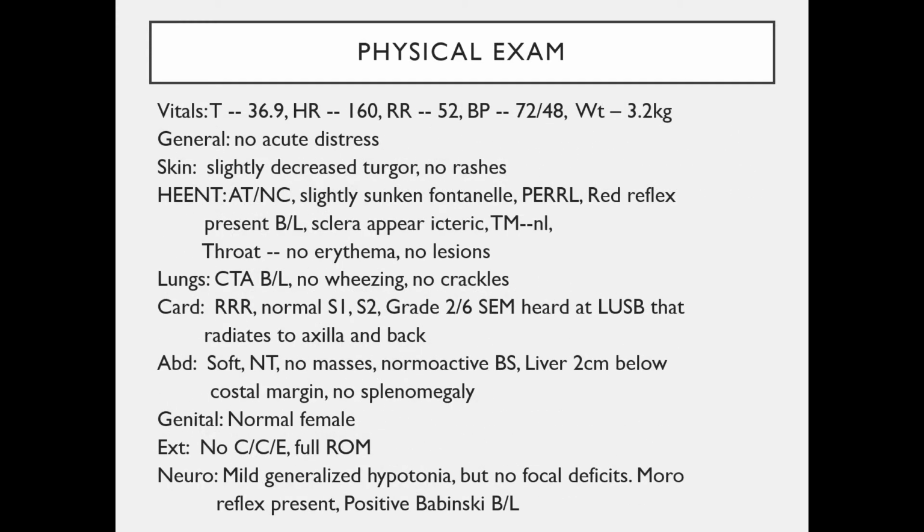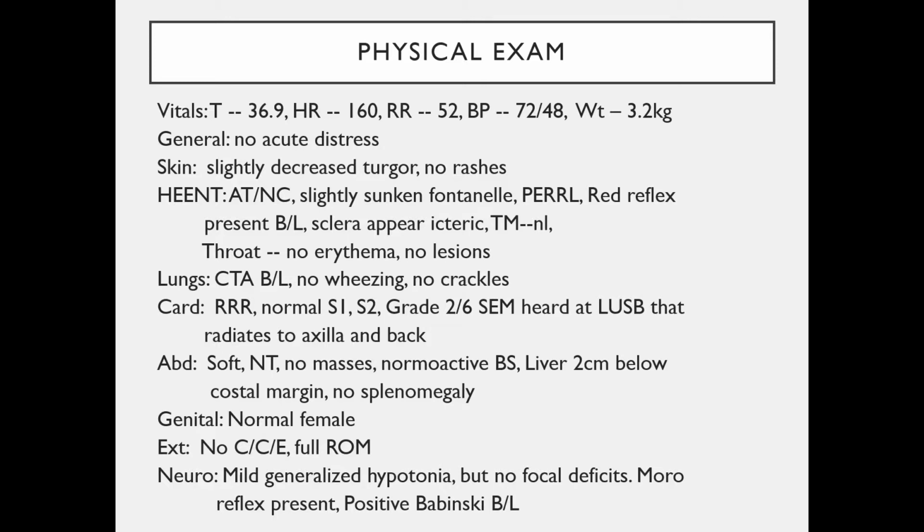Physical exam. The vitals include a temperature of 36.9, a heart rate of 160, respiratory rate of 52, blood pressure of 72/48, and a weight of 3.2 kilograms. In general, there is no acute distress. The skin exam shows slightly decreased turgor, but no rashes. HENT: atraumatic normocephalic head with slightly sunken fontanelle. Pupils are equal, round and reactive to light. The red reflex is present bilaterally. The sclera do appear icteric. The tympanic membranes are normal and the throat is normal.